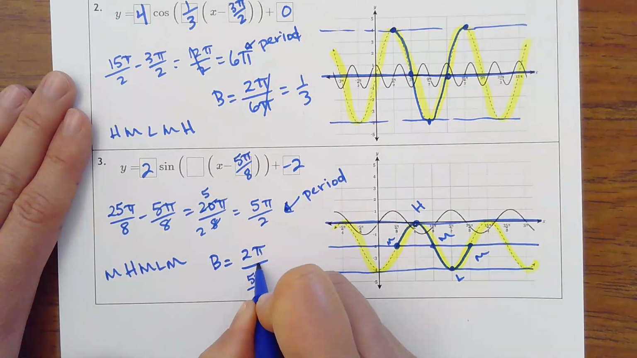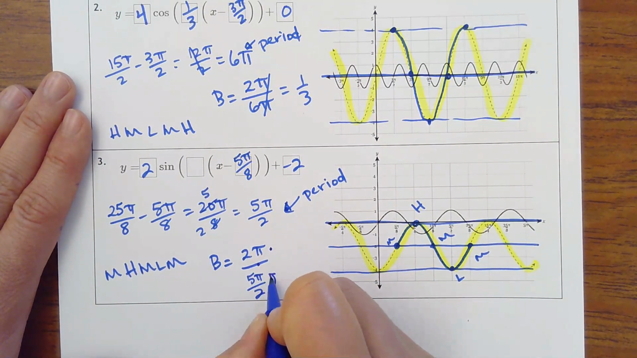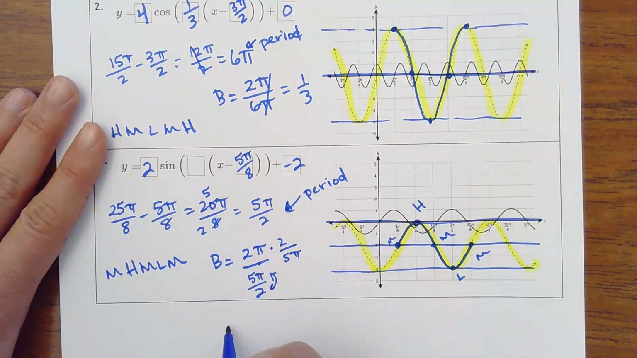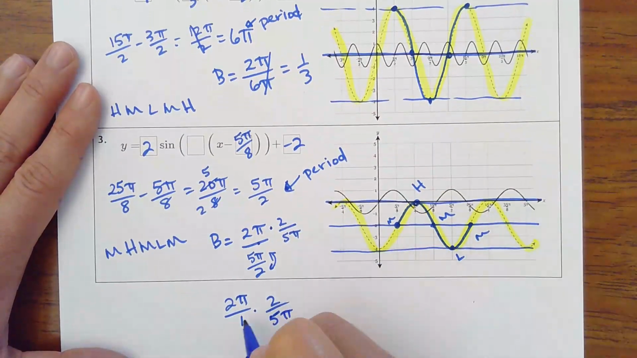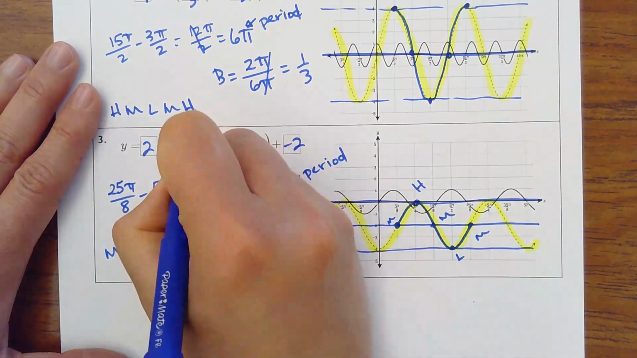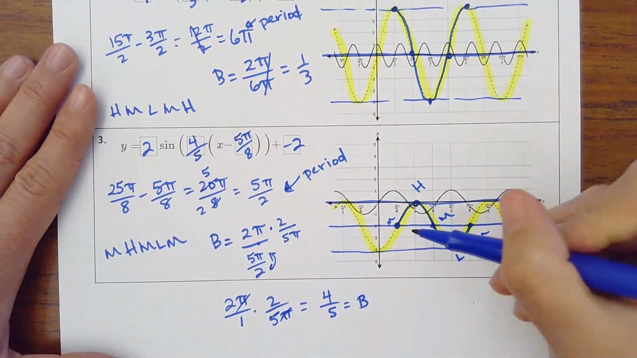Again, we don't want to divide by a division. We want to actually multiply by the reciprocal of this. I'm going to flip it to be 2 over 5 pi. You might need to do it somewhere else. Okay, pi's are going to cancel, but nothing else. Multiply straight across, that gets 4/5. That's my b value.